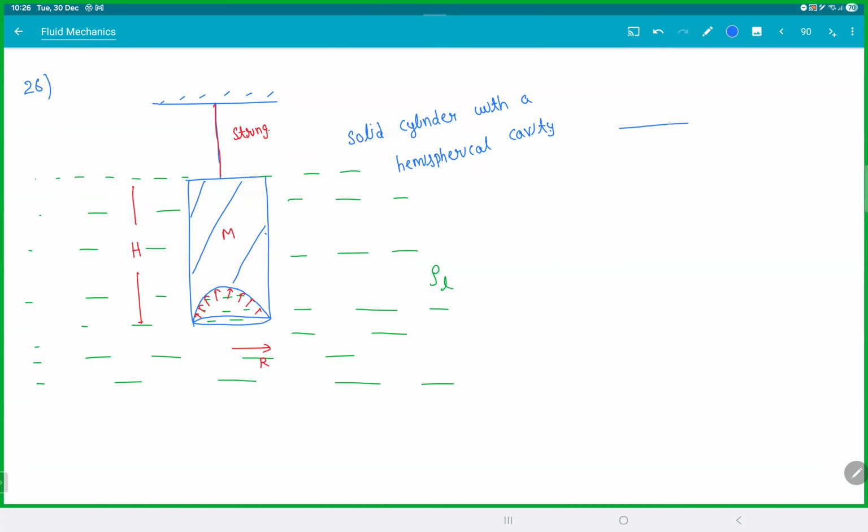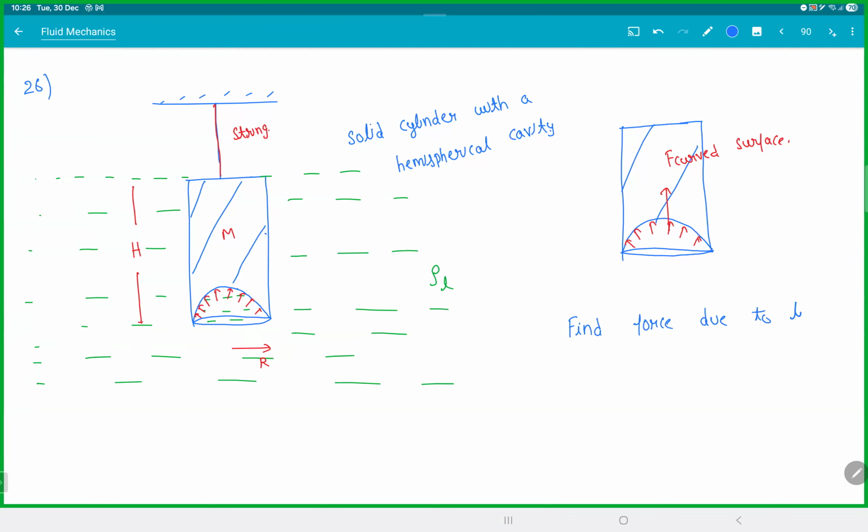If you look at the shape here, inside this cavity, the liquid is pushing this curved surface like this. And remember, pressure is not constant, it changes with depth. So this will exert a force on a curve. Find the force on the curved surface. System is in equilibrium. Find force due to liquid on curved surface of the cavity.